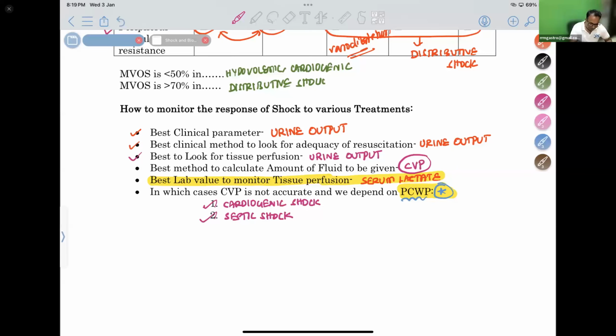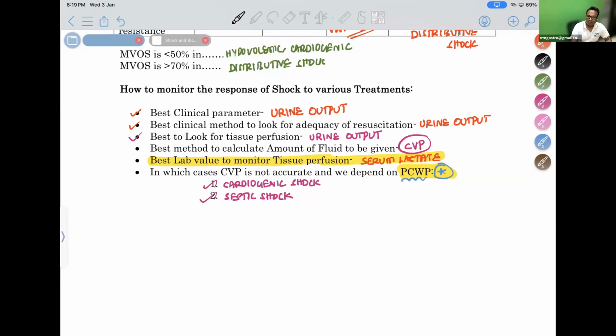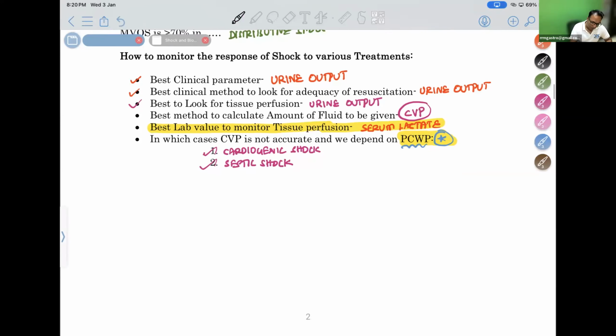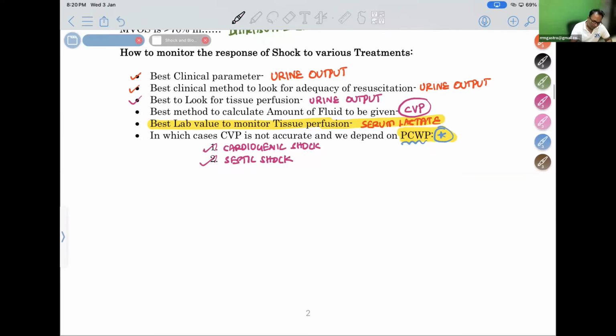Best clinical parameter is urine output. Best clinical method to look for adequacy of resuscitation is urine output. Best method to calculate the amount of fluid is CVP. Best method to monitor lab value is serum lactate.